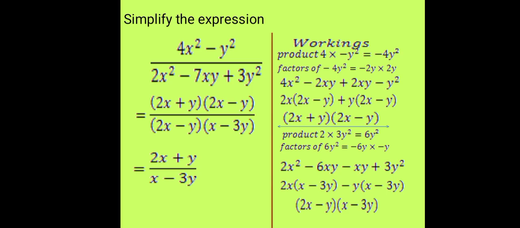Simplify the expression. To simplify this expression, what we have to do is to factorize the numerator and also denominator. You can see alongside how I have factorized the numerator to get 2x plus y multiplied by 2x minus y, and now I factorize the denominator to get 2x minus y multiplied by x minus 3y. Now this means that 2x minus y for the numerator and the denominator will cancel out, so that we remain with the 2x plus y all over x minus 3y as our answer.